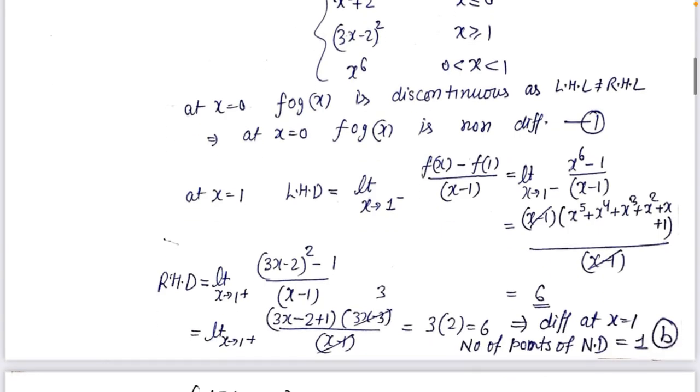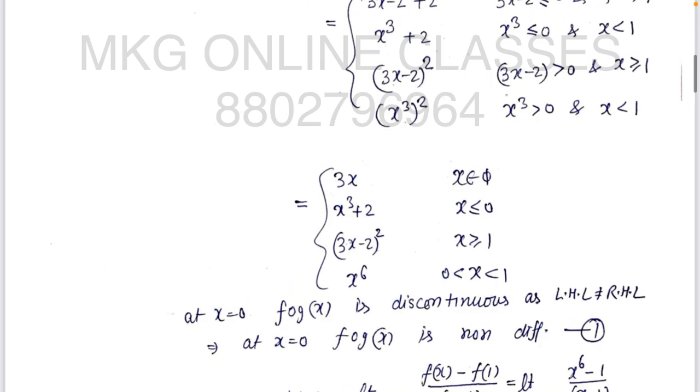Similarly, right hand derivative. For the right hand derivative, x tends to 1 plus. For 1 plus, we can use (3x minus 2) whole squared. So (3x minus 2) whole squared minus 1, which is (3x minus 2 plus 1)(3x minus 2 minus 1), a squared minus b squared. So the right hand derivative is coming out to be again the same as the left. That means at x equal to 1, the function is differentiable. So the only point where the function is non-differentiable is x equal to 0. So the number of points of non-differentiability is 1. That was asked of us.